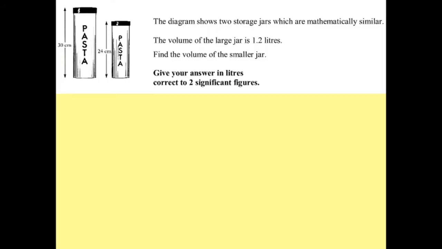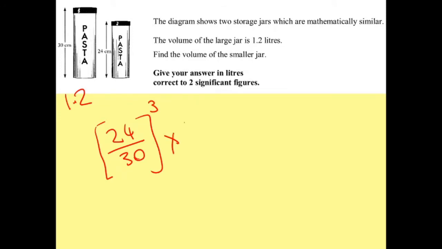Right, so the volume of the large jar is 1.2. We're doing volume, so it's going to be cubed. So I'm going to have to do my scale factor, which is 24 over 30. I'm doing some shortcuts here now because you're getting the idea. I'm just going to cube that and times that by 1.2. Now I expect this number to get smaller.